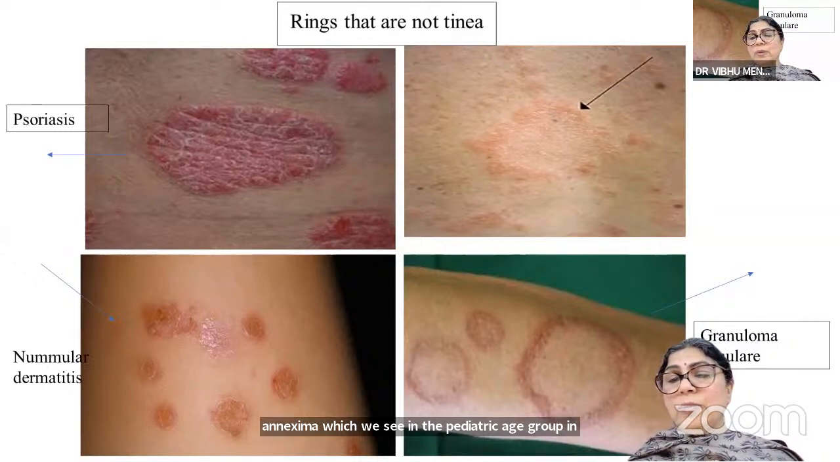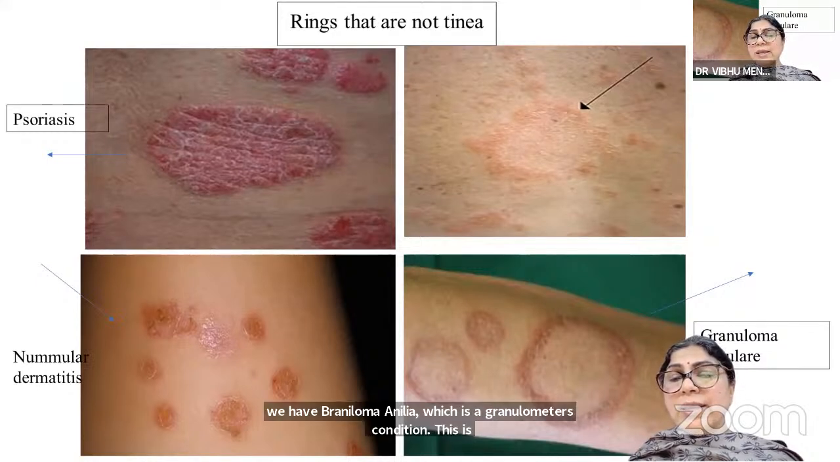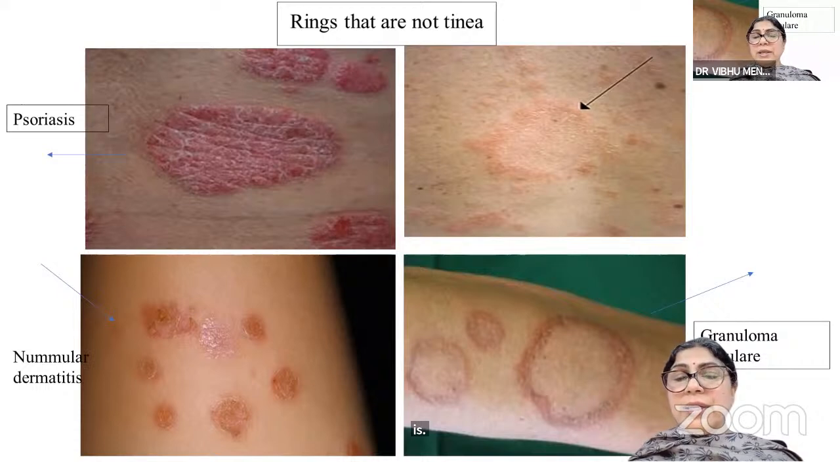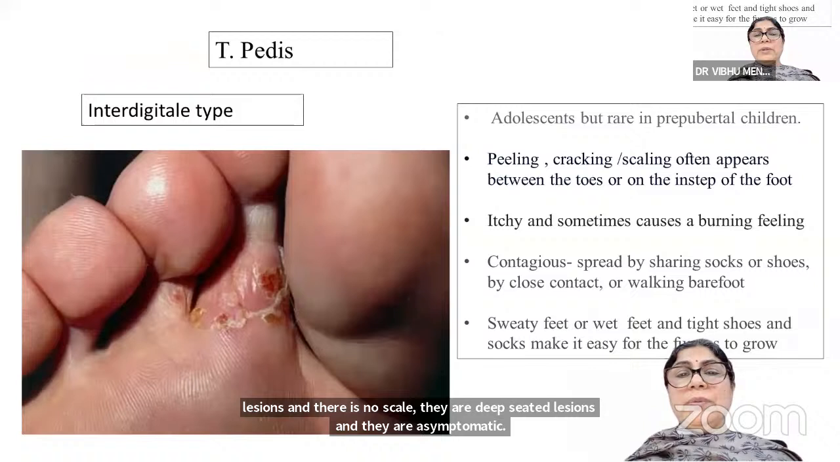Then we have granuloma annulare, which is a granulomatous condition. This is completely asymptomatic. You see these ring-shaped lesions, and there is no scale. They are deep-seated lesions, and they are asymptomatic. So remember these four conditions which you need to keep in mind.